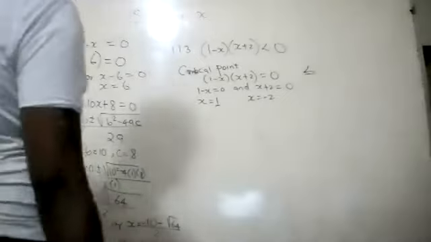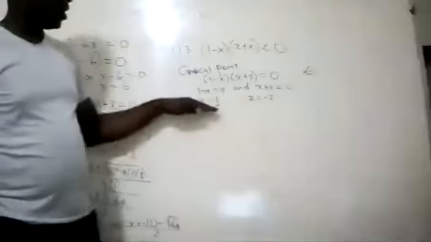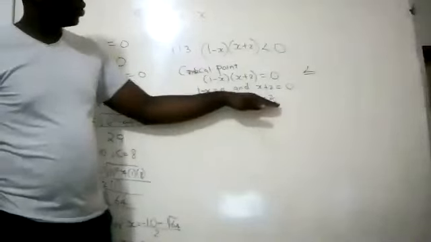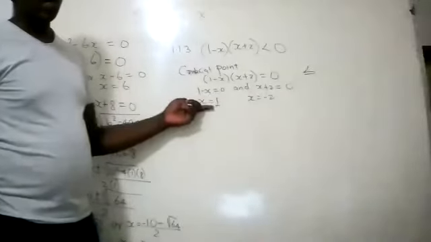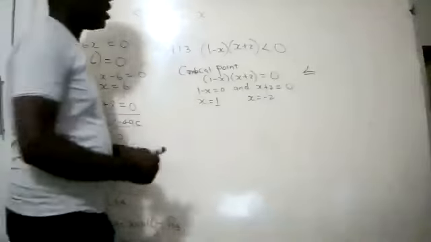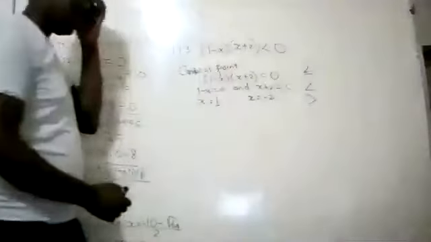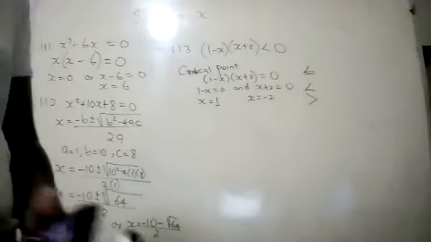All right, it's okay. So now we have two critical points in this case, a critical point of x equal to 1 and a critical point of x equal to -2. So now on these two critical points, we need to test the two inequalities: the inequality for the less than sign and the inequality for the greater than sign. So let's test all of them.